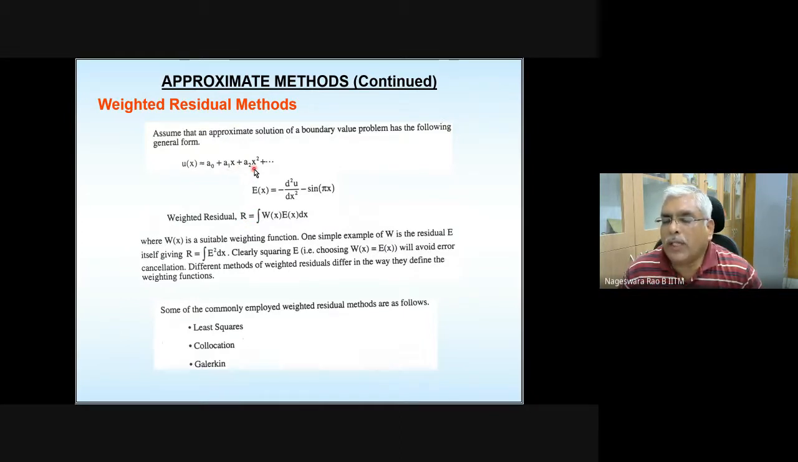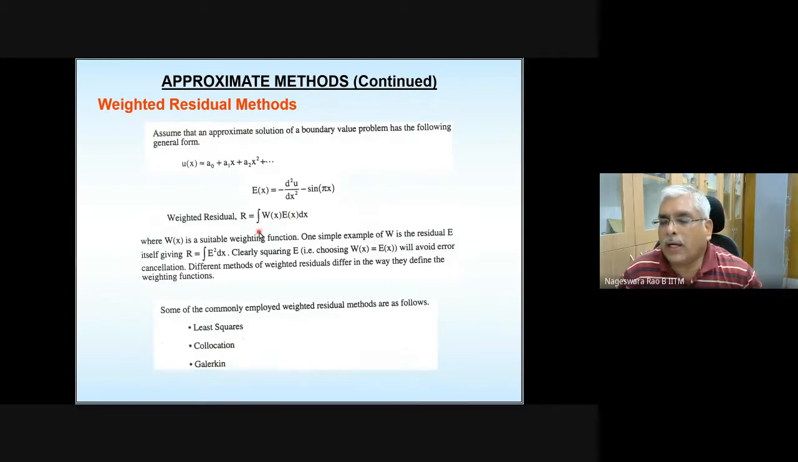Depending on the polynomial you start with. If you start with a constant polynomial, this weighted residual is going to be a function of A0. If you start with a linear polynomial, it's going to be a function of A0 and A1, like that. So finally, this residual is going to be a function of unknown coefficients.